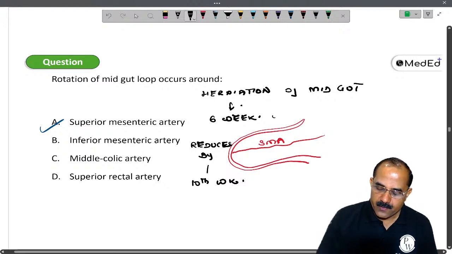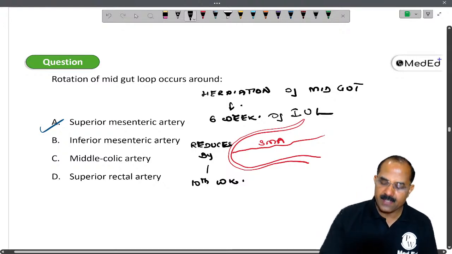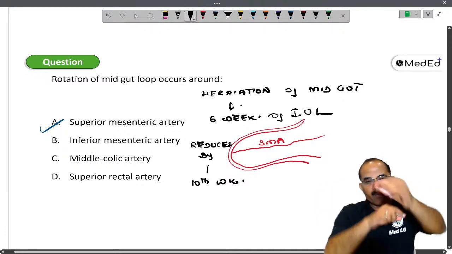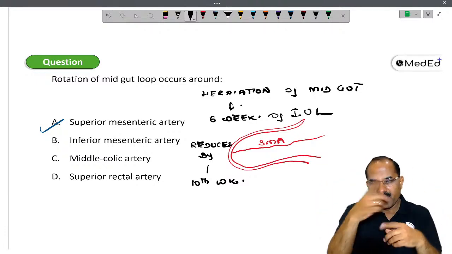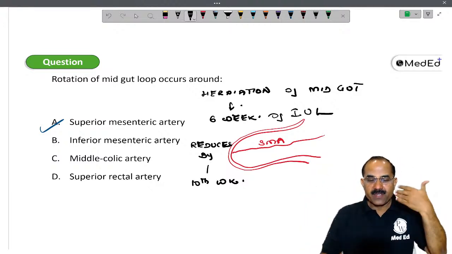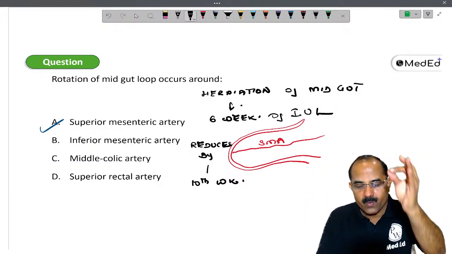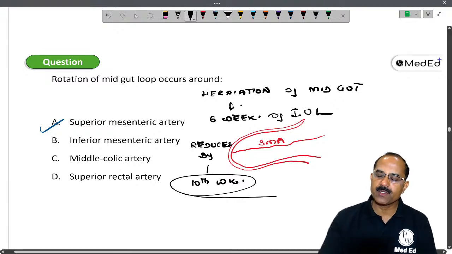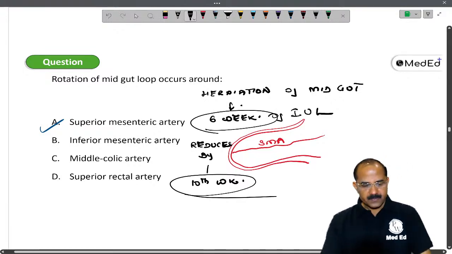6 weeks of intrauterine life. And this midgut ka loop will rotate around the superior mesenteric artery. It rotates. And finally, it returns back to the abdomen. And when does it return back? By 10th week. Ye yaad rakhna bacha. That's a very important MCQ. Fine hai?